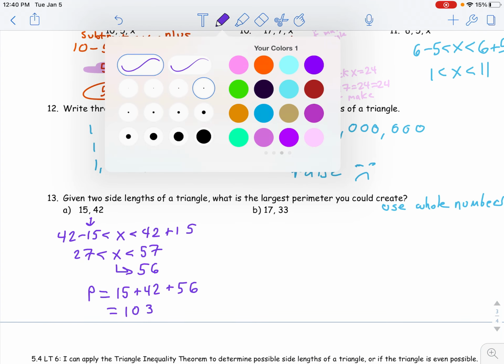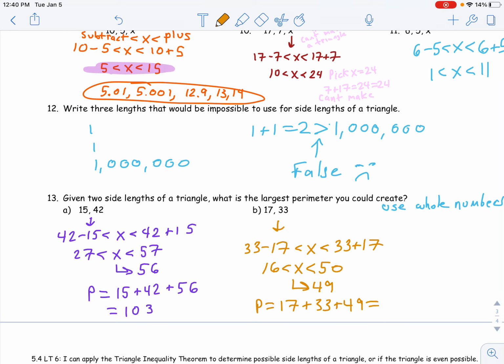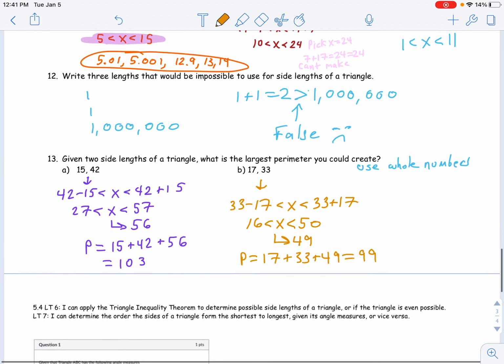All right, similarly, one more problem. Again, we'll practice writing the compound inequality, even though the minimum doesn't really matter, because we're looking for the largest perimeter. So x has to be greater than 16, but it has to be less than 50. Since we said whole numbers, the biggest number I can pick is 49. So the perimeter would be 17 plus 33 plus 49, which is going to equal 99.